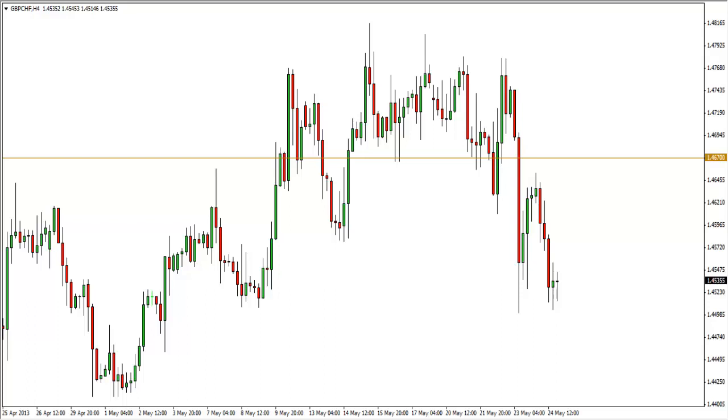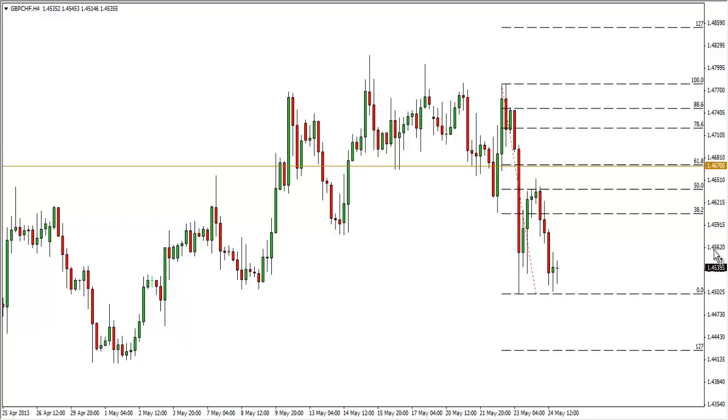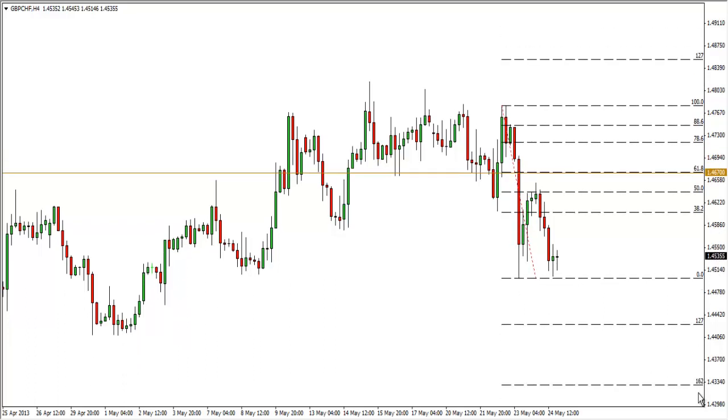But if I were to exit, one way I'll do it is again using the FIB extension. I'll draw from this swing to this swing, and I'll look to target the 127 or the 162. So possibly 127 will be more conservative and 162 will be more aggressive. So if you were to use multiple lots, you may exit the first lot at 127 and the remaining at 162. Or if you are really very aggressive, you can exit all at 162.